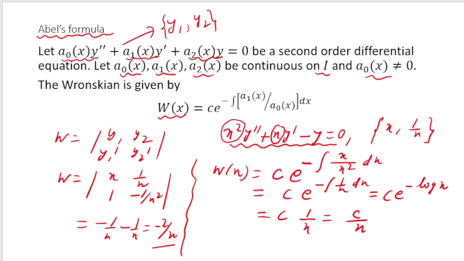Did you note that here the earlier value is the actual value of the Wronskian, but Abel's formula is not giving us the actual value? It gives us the same kind of function, because if I take c equal to minus 2, I will get the same value of the Wronskian. So this is a limitation: it does not give us the actual value, but it gives us a sense of what kind of function the Wronskian will be.